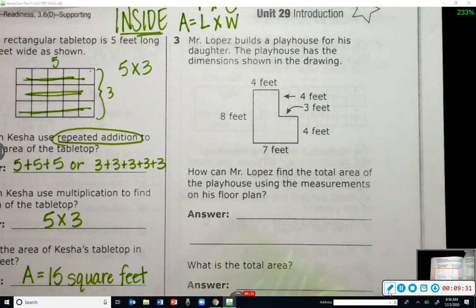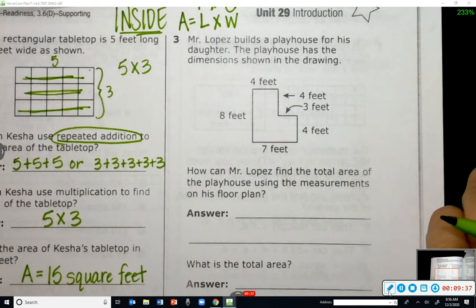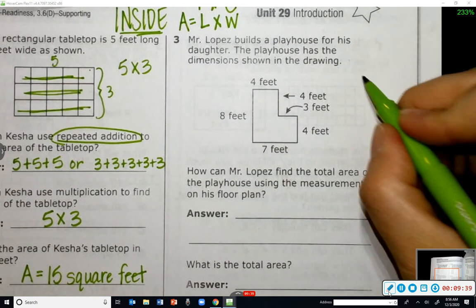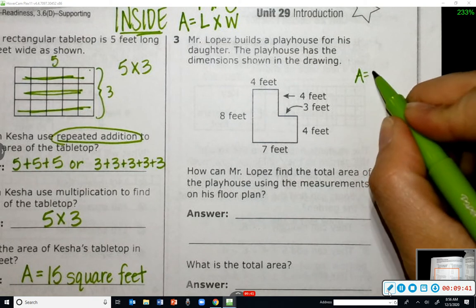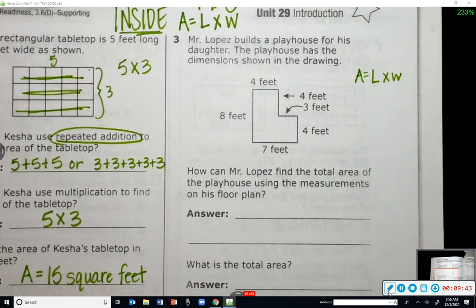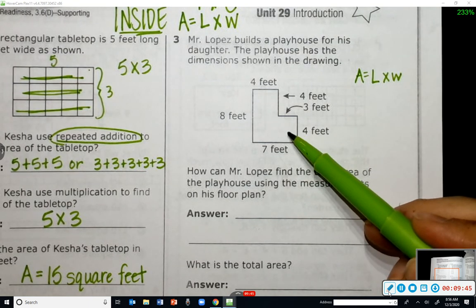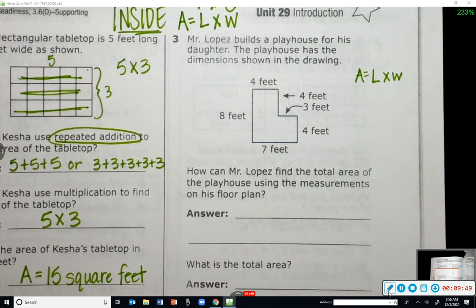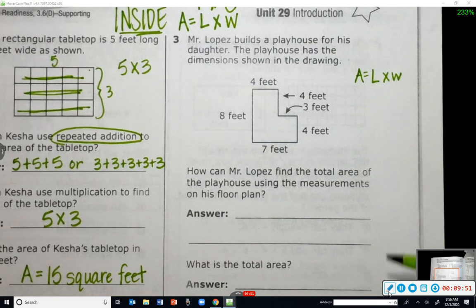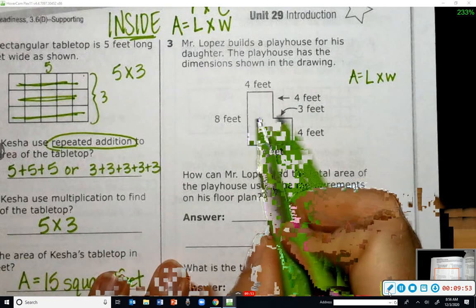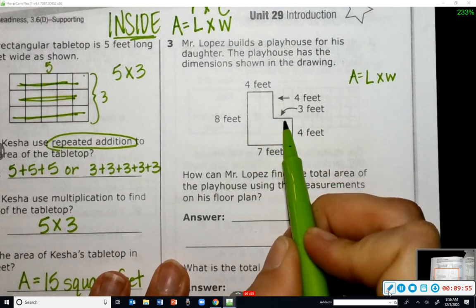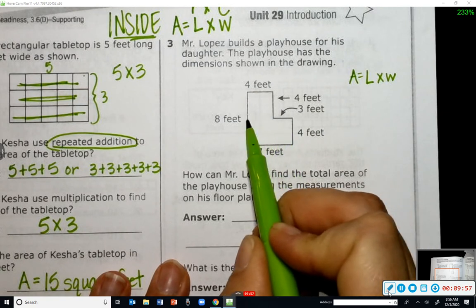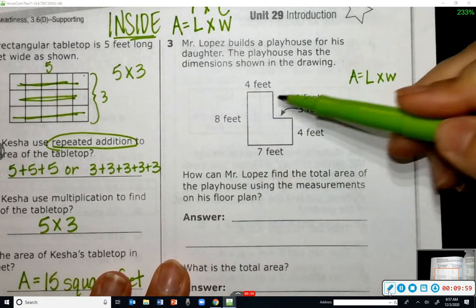We can't find the area of this by counting squares because there's no squares on the inside. So do we need to make squares? So we have to actually multiply the length times the width by turning this into 2 separate rectangles. So we can break it up 2 ways. I can break it up going across right here. Everybody see that? I would just continue this side. Or I could break it up here.